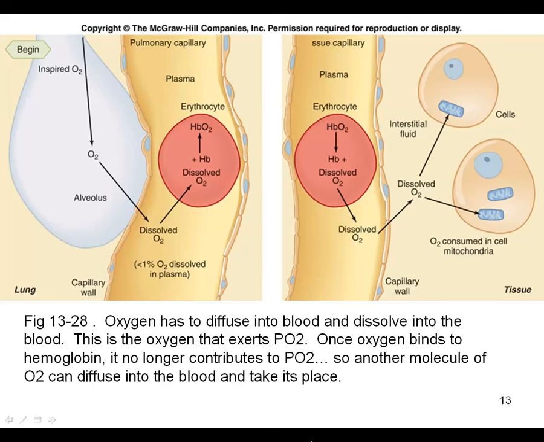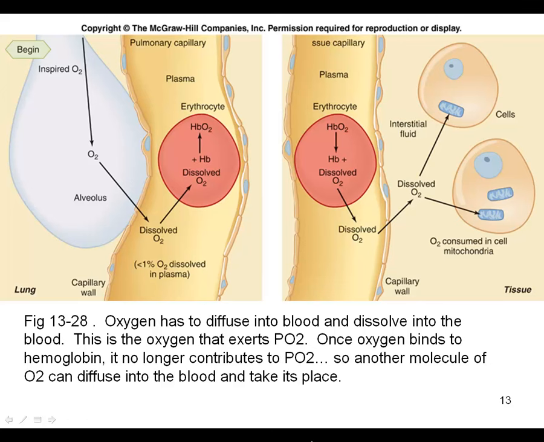So here's a little more about dissolved versus bound. You breathe in the oxygen, this oxygen diffuses across the membrane. It enters the plasma and becomes the dissolved form. And it's the dissolved form of oxygen that exerts PO2. Now that oxygen diffuses into the cell and finds a hemoglobin binding site. Now oxygen becomes part of the hemoglobin molecule and it no longer exerts PO2. So that means another oxygen molecule can diffuse in and take its place.